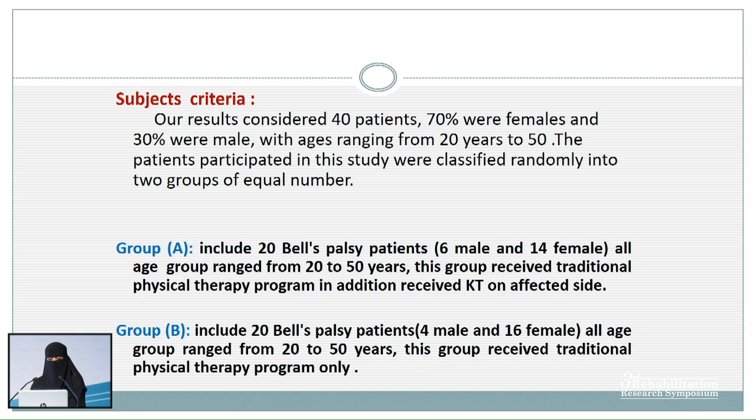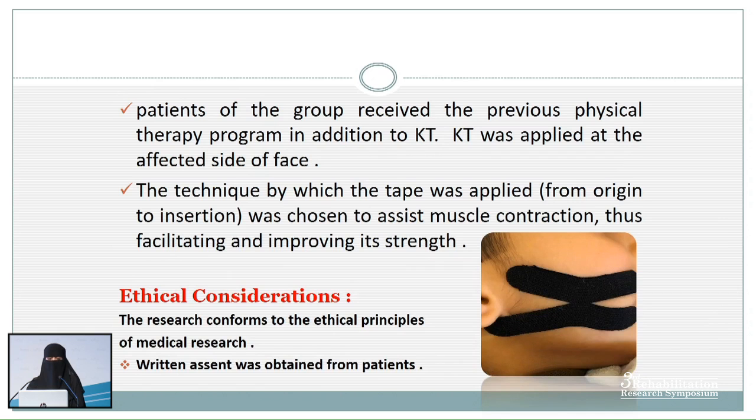This group received a traditional physical therapy program, in addition to kinesiotape on the affected side. Group B includes 20 Bell's palsy patients, 4 male and 16 female, all age group range from 20 to 50 years. This group received the traditional physical therapy program only.